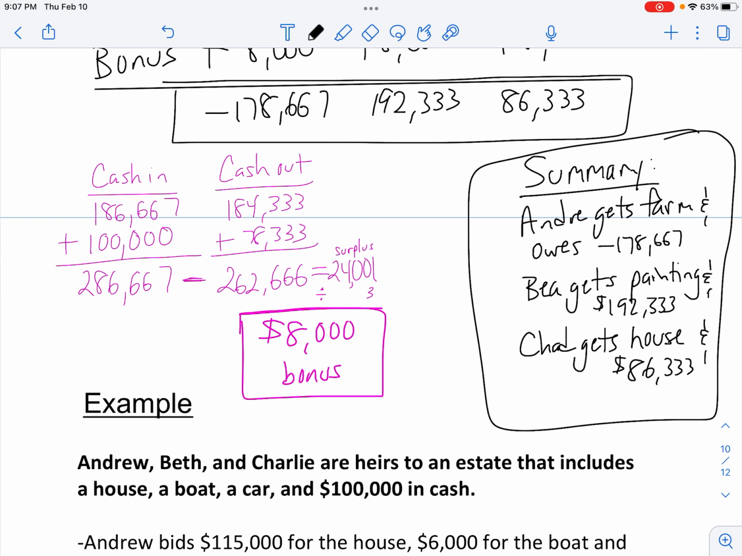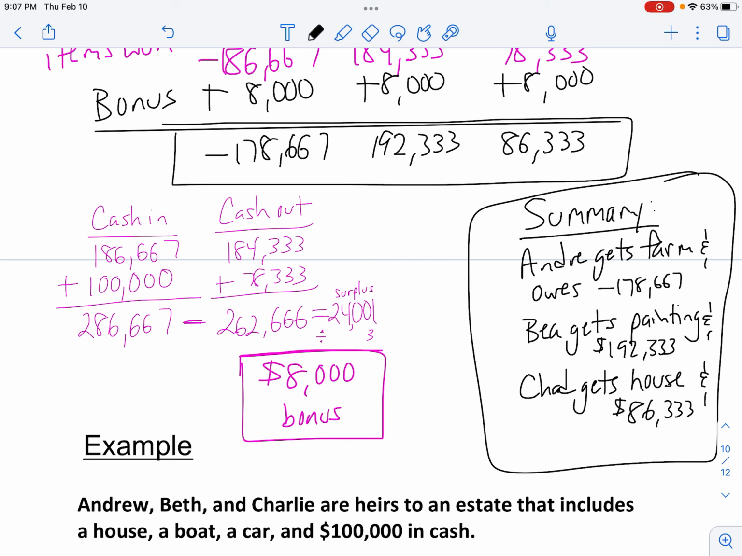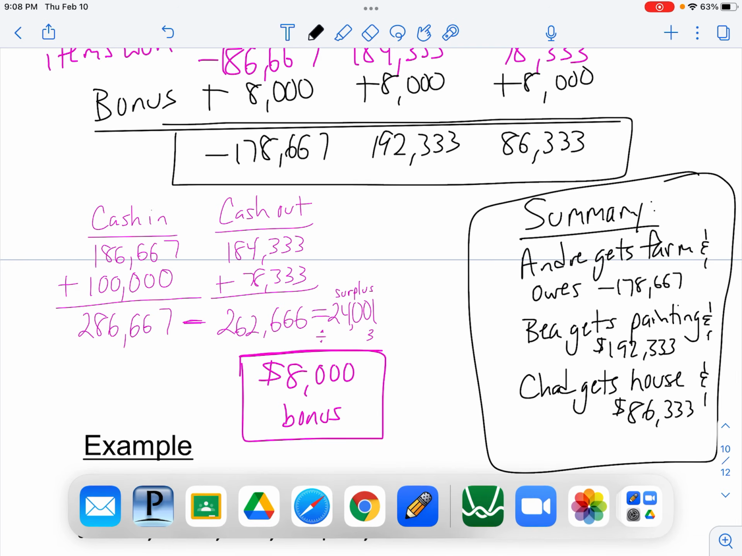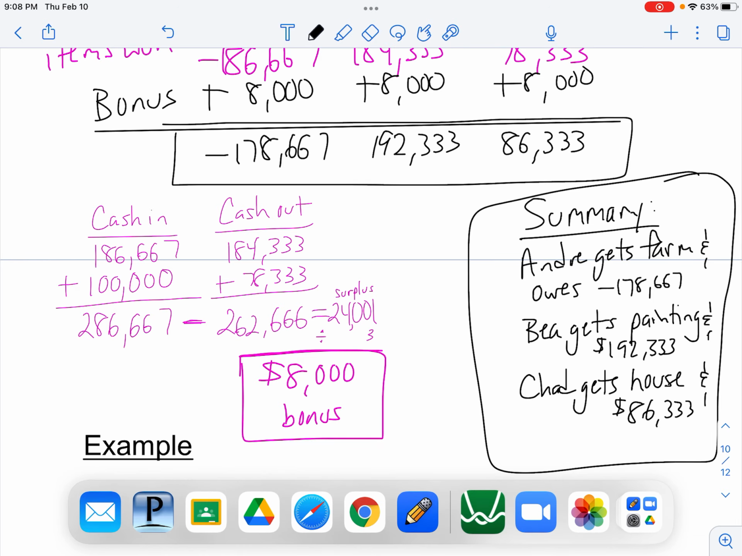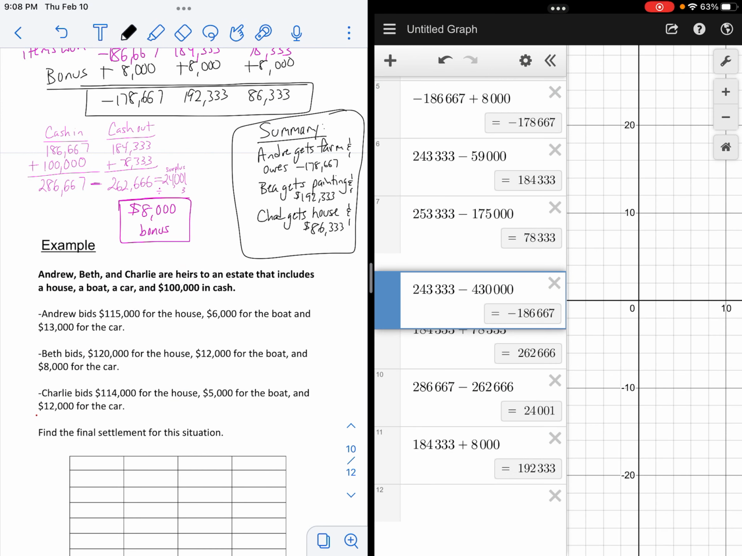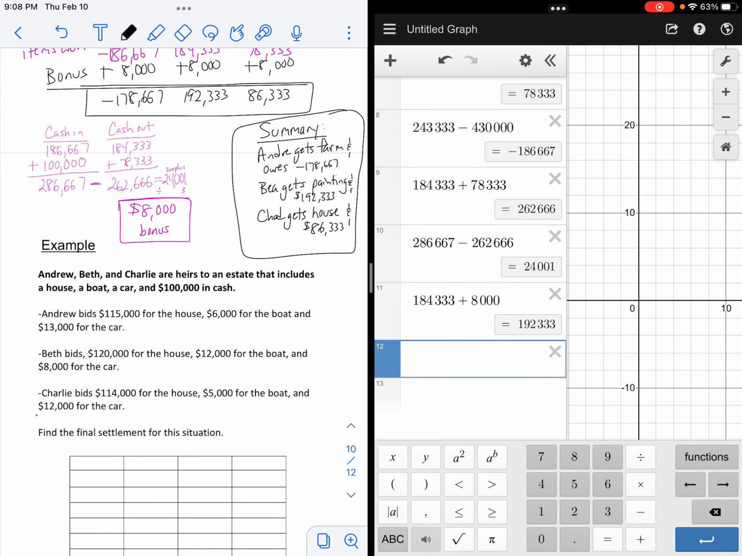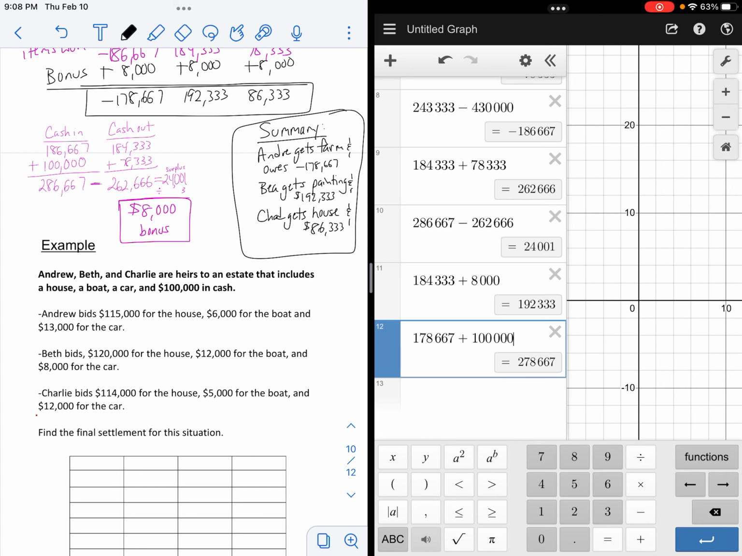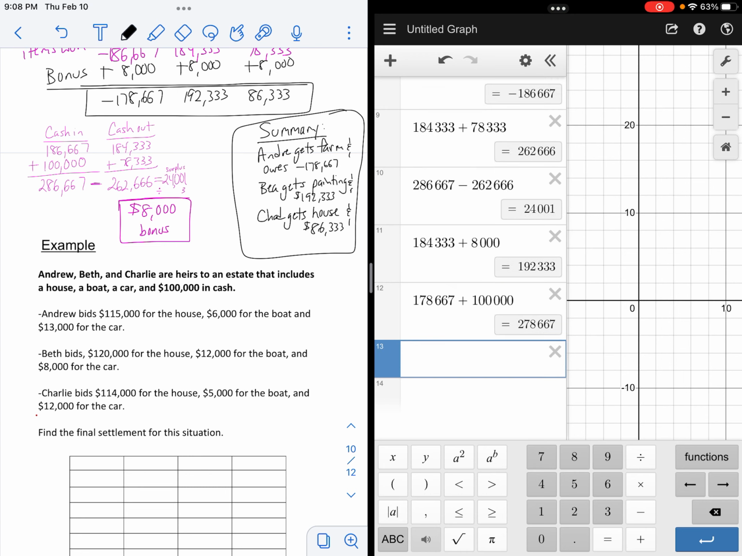Now you could check to see that all the dollar amounts basically zero out. That every dollar into the estate should flow out of the estate. There should be no money left over in the estate at all. So Andre owing 178,000, right? This is just how we check our final answer. Let's just open up Desmos real quick. So Andre owes 178,667. Plus there was $100,000 in there originally, right? So that means $278,667 was in the estate. Well, that should equal the amount of money that's getting paid out to the other two people.